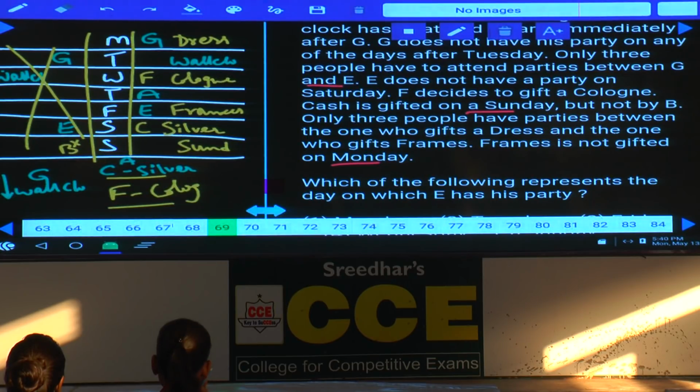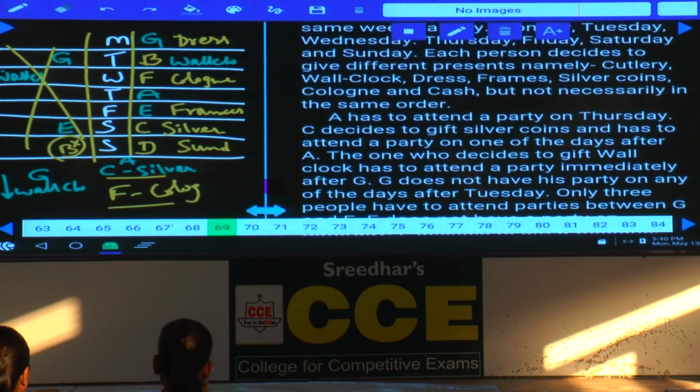Next one, who is the person left over here? B cannot be on Sunday, and so B must be on Tuesday. If B is on Tuesday, then among A, B, C, D, E, F, G, D must be on Sunday. Then what else is left over here? Prizes. The prizes left over are dress, frame, silver coins, colon, cash, isn't it?